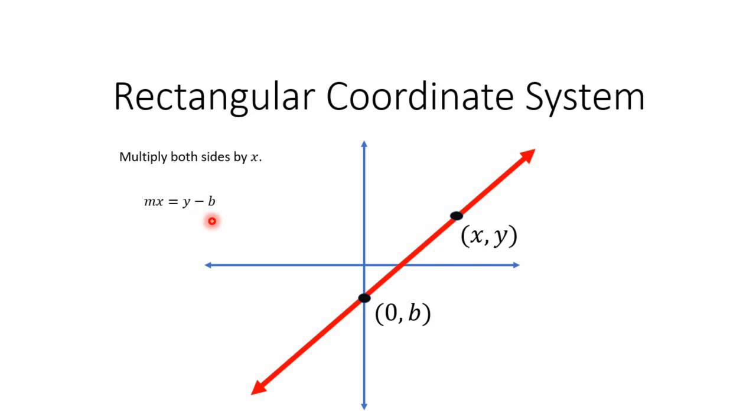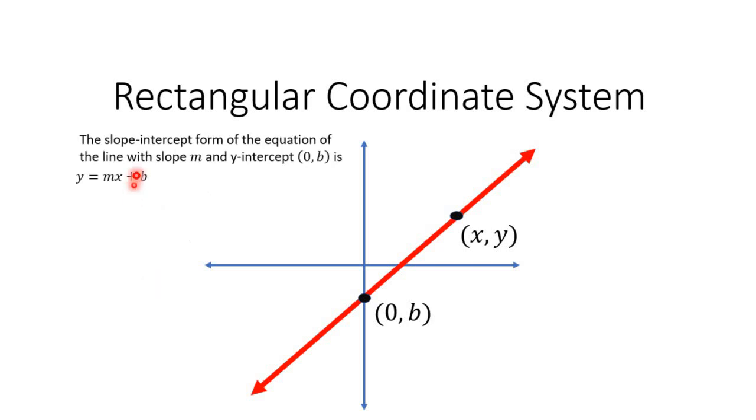And then last, I'm just going to add b to both sides. So when I add b to both sides, I get this. y is equal to m times x plus b. You might recognize this. This is the slope-intercept form of an equation of a line.